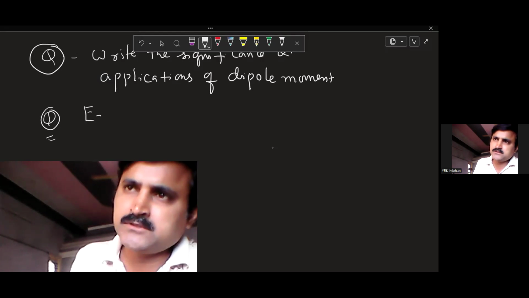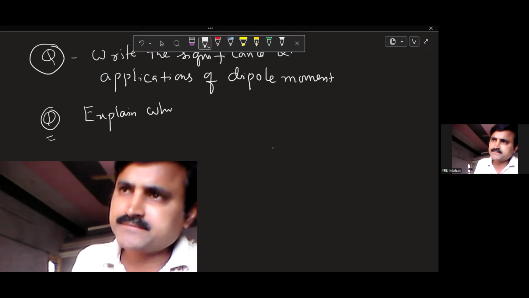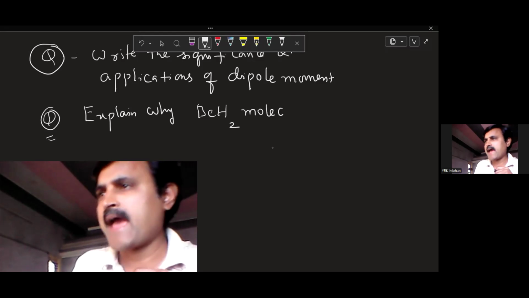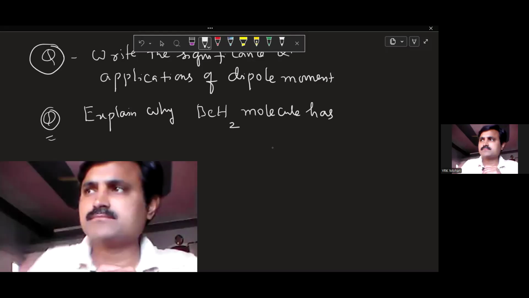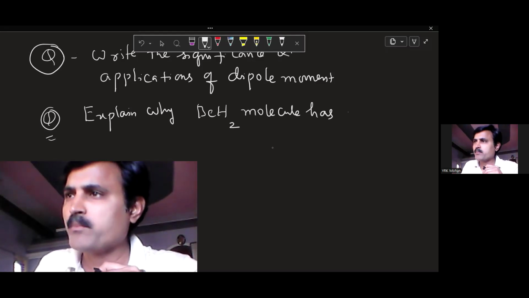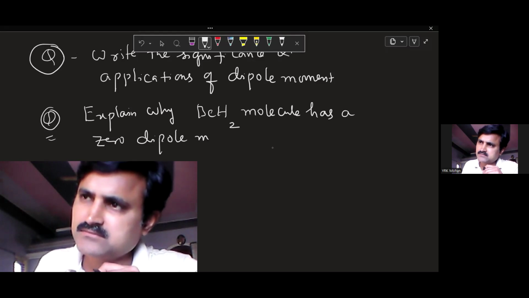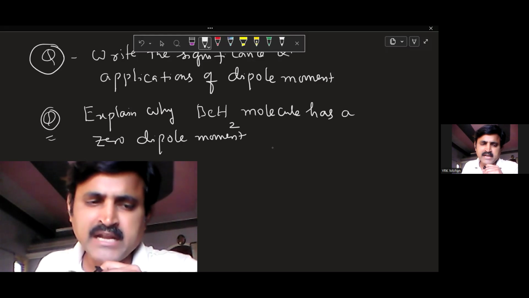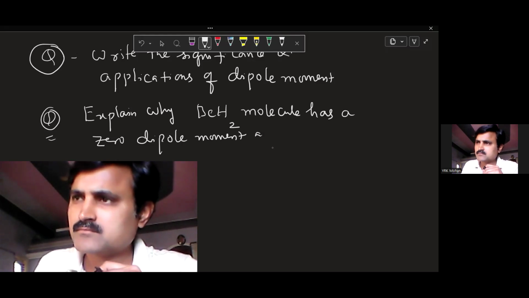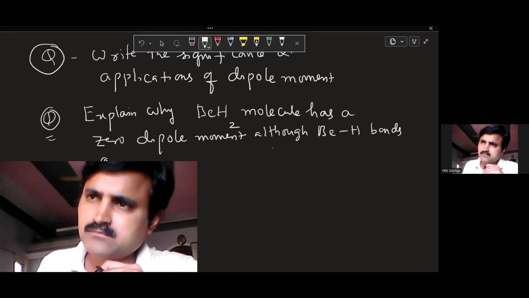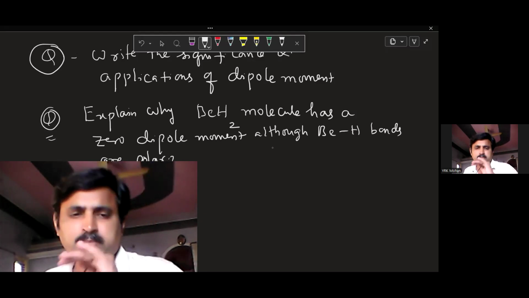Explain why the BeH2 molecule has a zero dipole moment, although the beryllium and hydrogen bonds are polar. Although BeH bonds are polar. There is one important question like this they can ask.